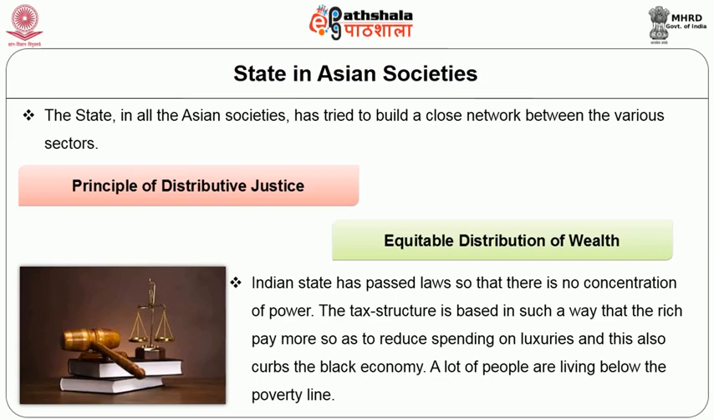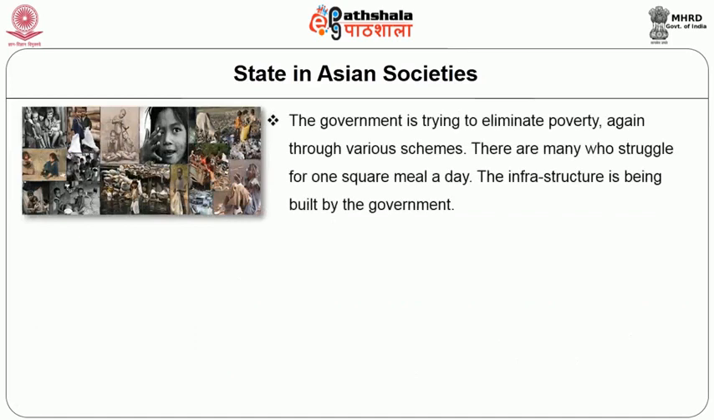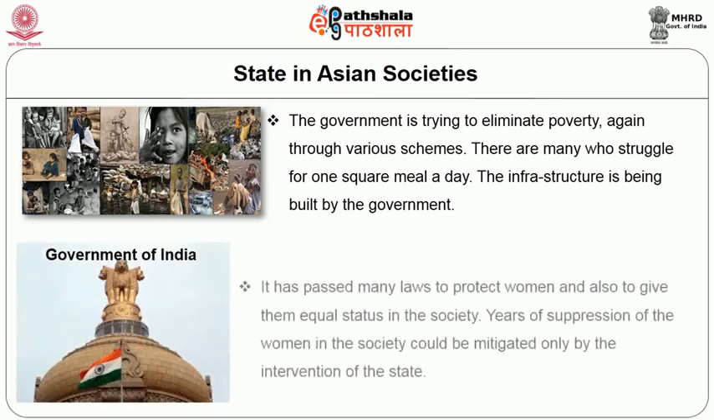A lot of people are living below the poverty line. The government has tried to eliminate poverty, again through various schemes. There are many who struggle for one square meal a day. The infrastructure is being built by the government. The government of India has passed many laws to protect women and also give them equal status in the society.